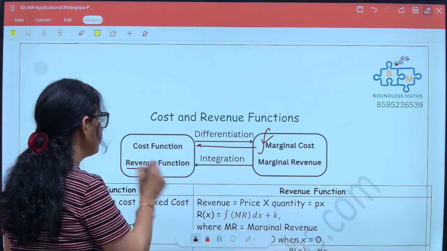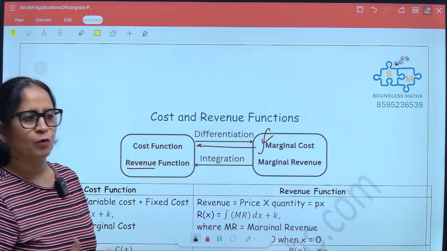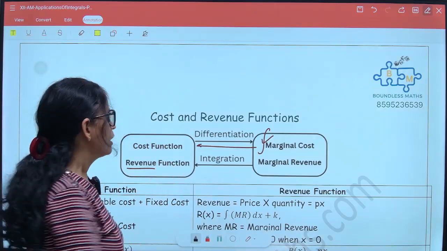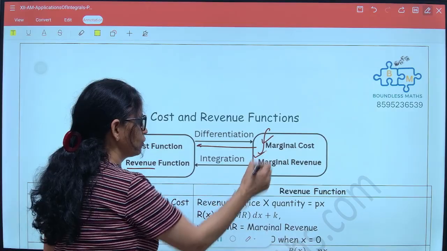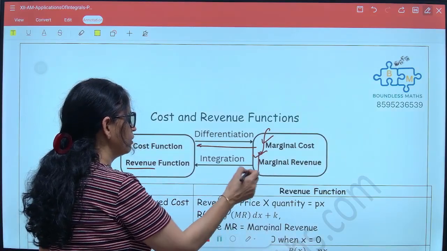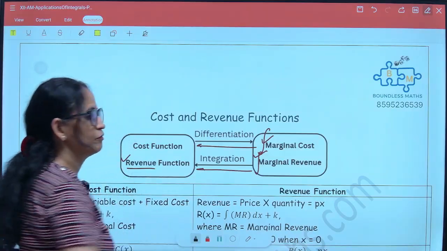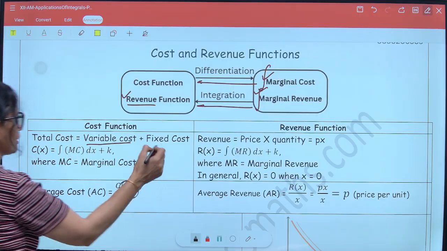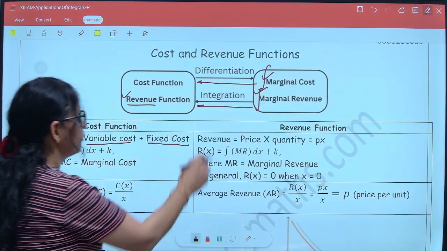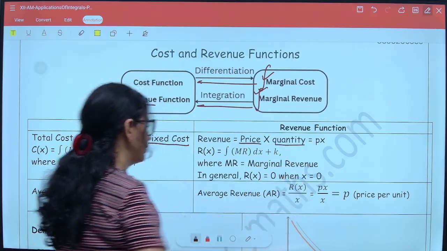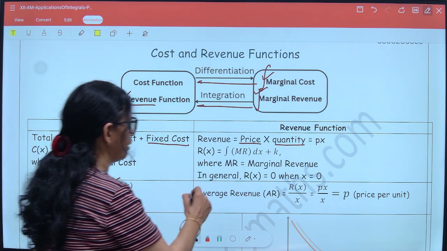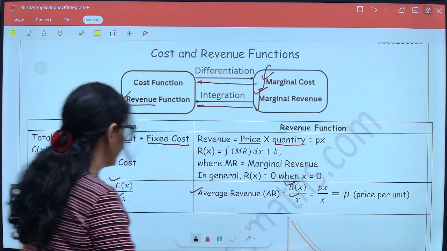Similarly, revenue is also a function of the quantity that is to be produced. Revenue is price into quantity. So when we differentiate revenue, we get marginal revenue, and when we integrate marginal revenue, we get back the revenue function. Cost is composed of 2 components, variable cost and fixed costs, and revenue is the product of price and quantity. Average cost is total cost divided by the quantity, and average revenue is total revenue divided by the quantity.